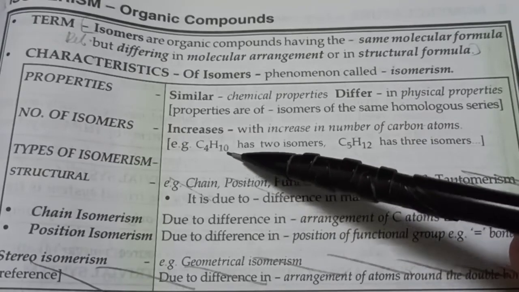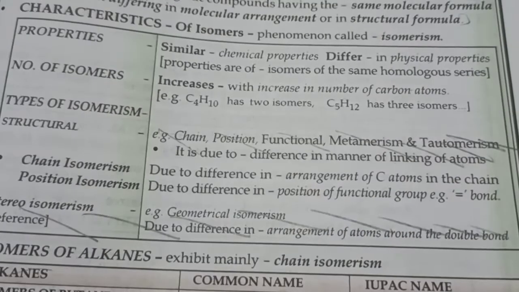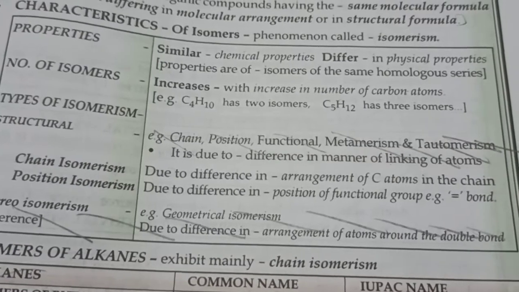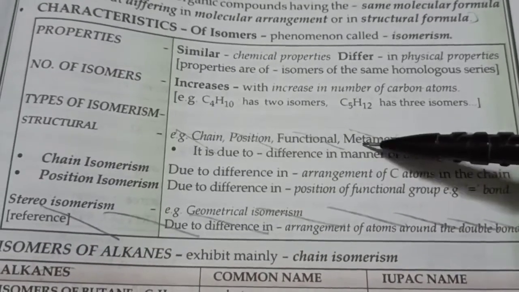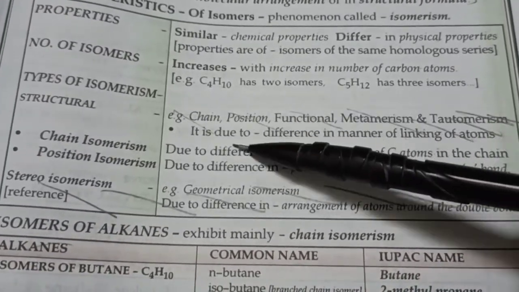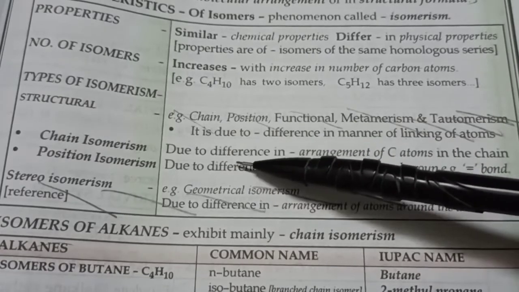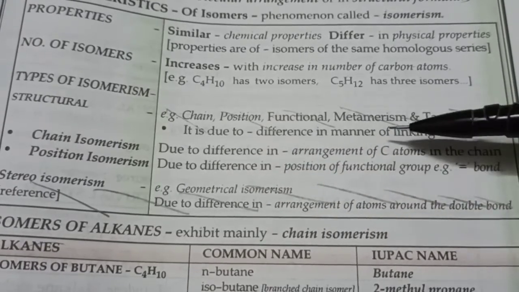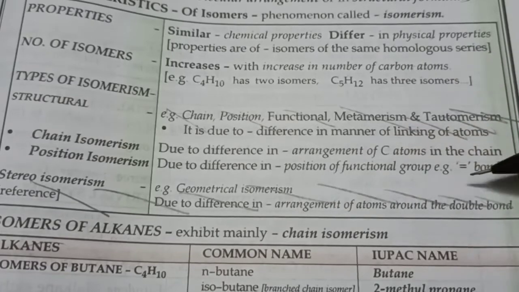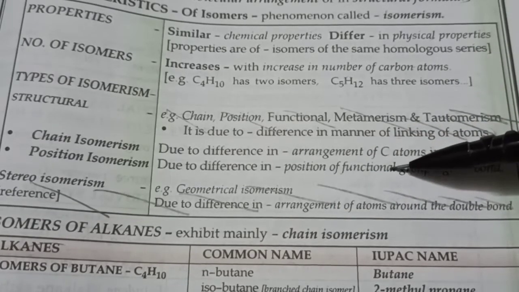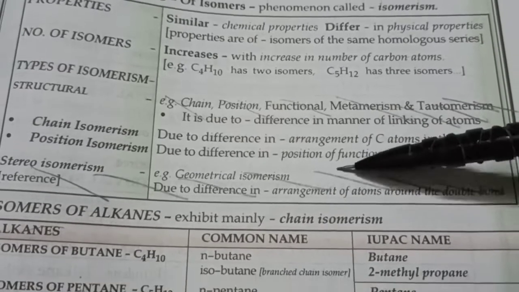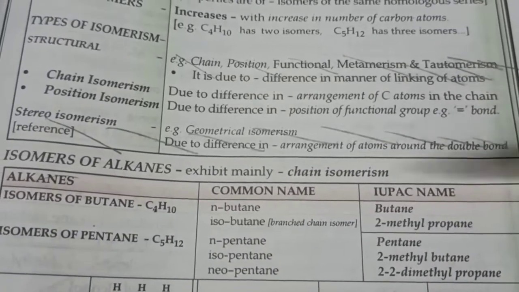This is butane. It has 2 isomers. Pentane has 3 isomers and so on. Isomerism is of 2 types. Either it's a chain isomerism or it's a position isomerism. Chain isomerism means that there is some branching, and position isomerism means the bond or that functional group is in a different position. Let's take a few examples.